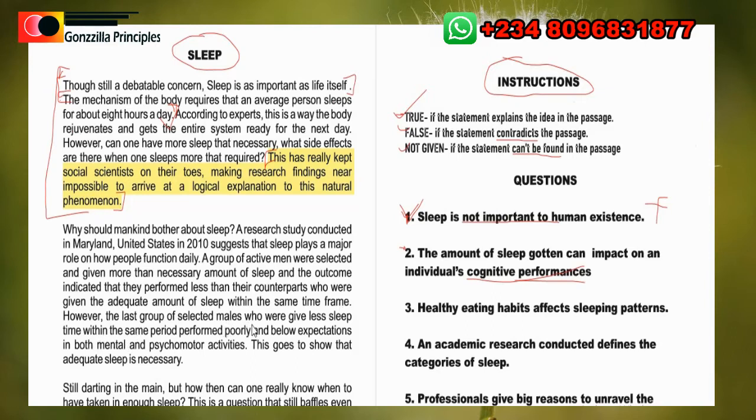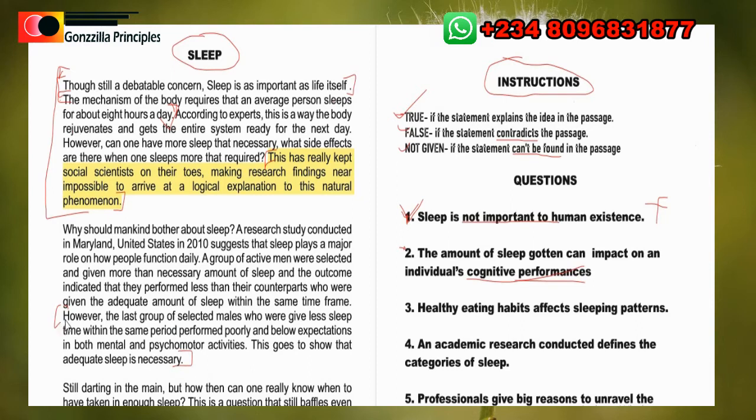However, the last group of selected males who were given less sleep time within the same period performed poorly and below expectations in both mental and psychomotor activities. So I guess we have something close to our keyword here, cognitive performance. Okay, let's start the sentence from this point here and see if we can get something out of it downwards.